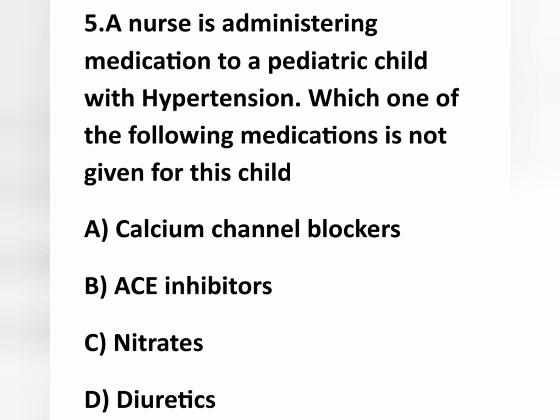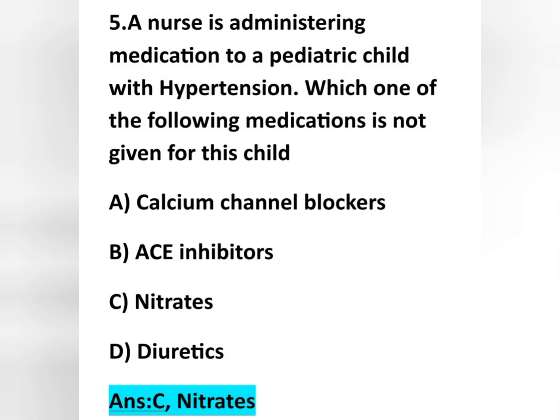Question number 5. A nurse is administering medication to a pediatric child with hypertension. Which one of the following medications is not given for this child? And options are: option A, calcium channel blockers; option B, ACE inhibitors; option C, nitrate; option D, diuretics. And the correct answer is option C, nitrates.